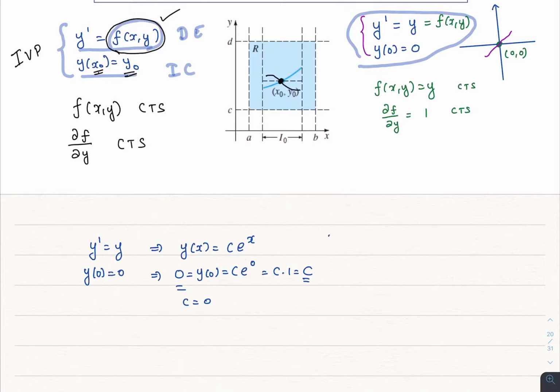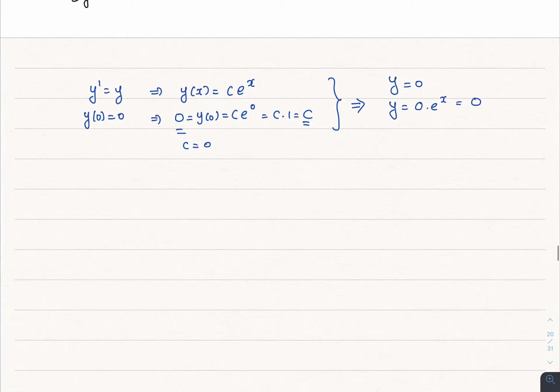And so therefore, if I put these two together, the solution is y equal to 0 times e to the x. Well, it doesn't matter, it is still 0. So the solution that we get is y equals 0. So if I try to graph it, the graph looks like this.